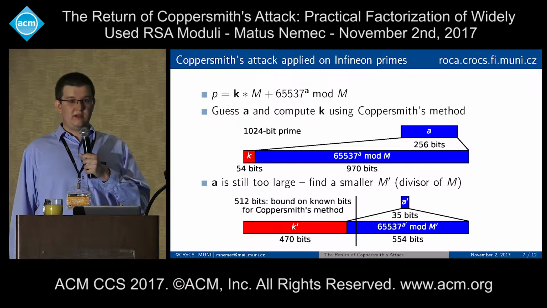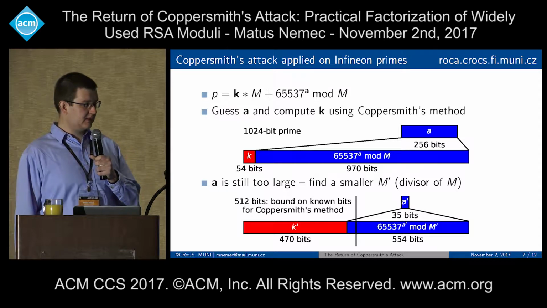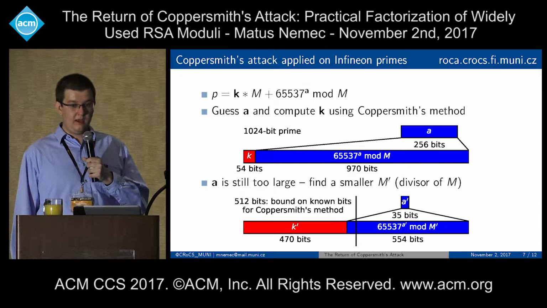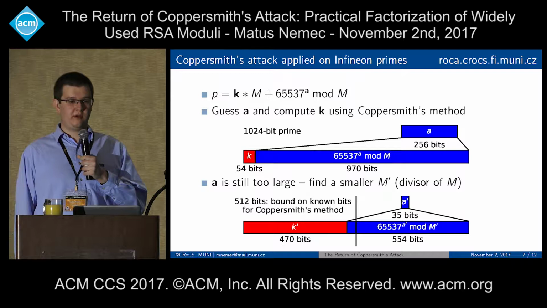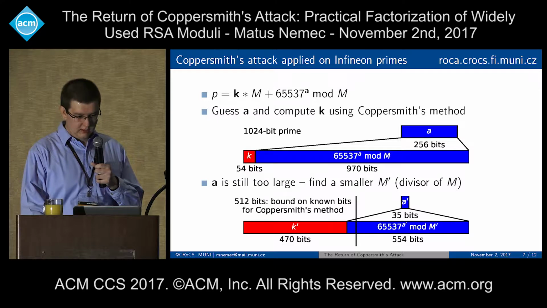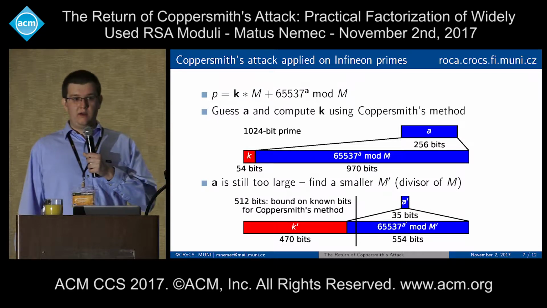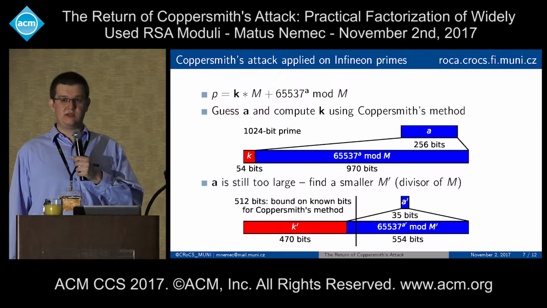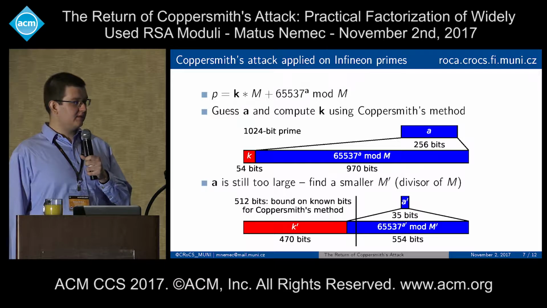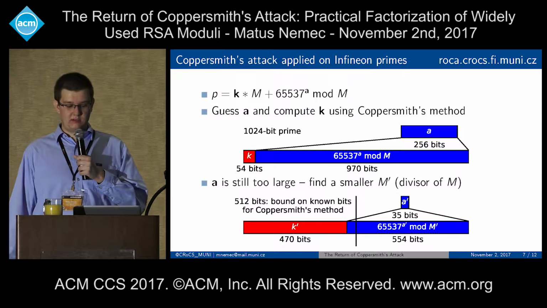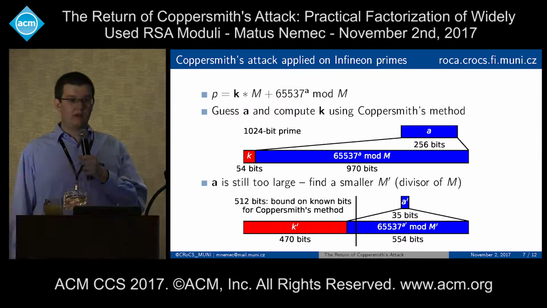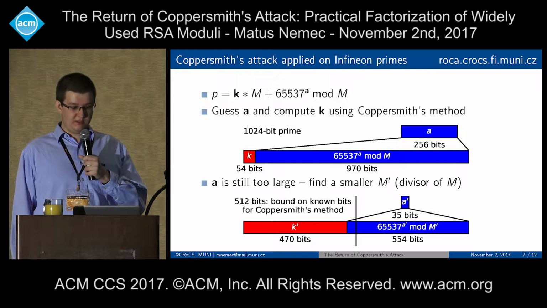After making the guess on the value of A, we can compute this value of 65,537 to the power of A modulo M, and these will be our known bits for the Coppersmith method. And then we compute the value of K. If we look at an example of 1024-bit primes as used in 2K moduli, it may seem at first that this method is not feasible, since the size of A is quite large. However, keep in mind that the Coppersmith method only requires about half of the known bits.